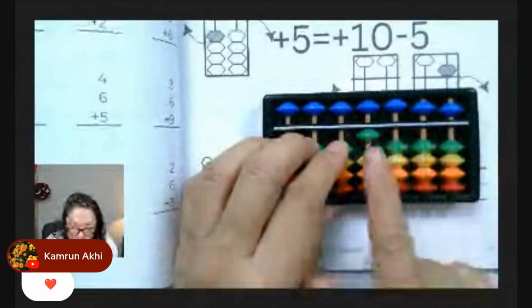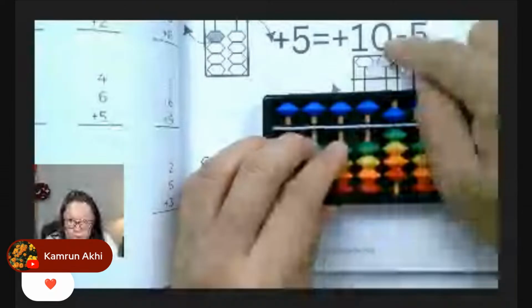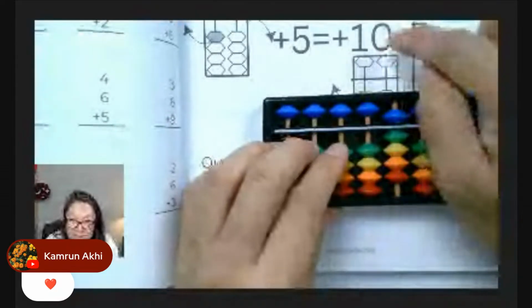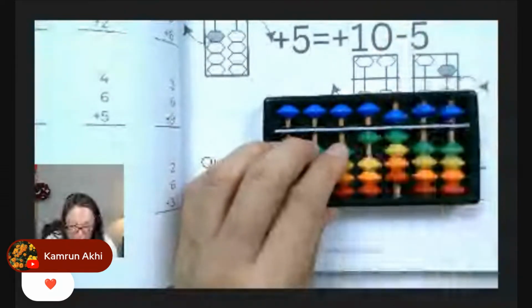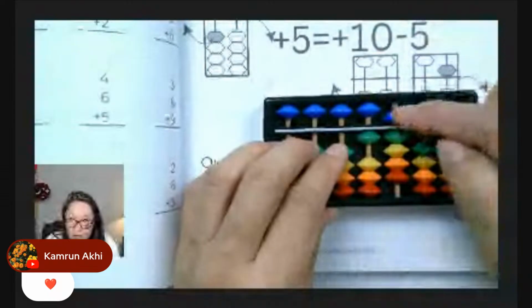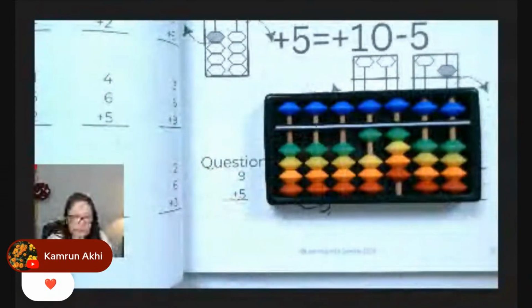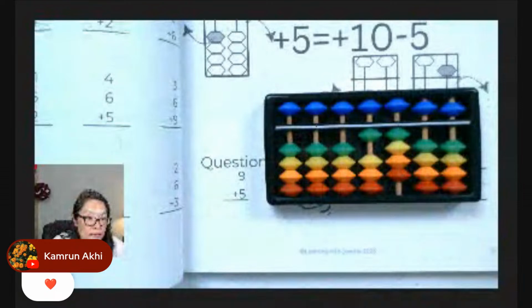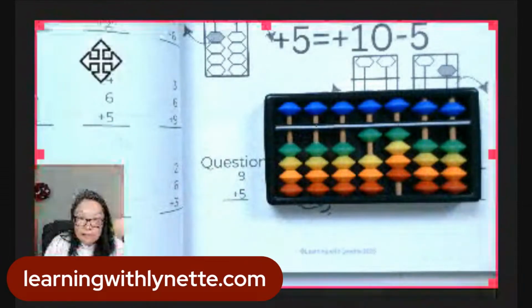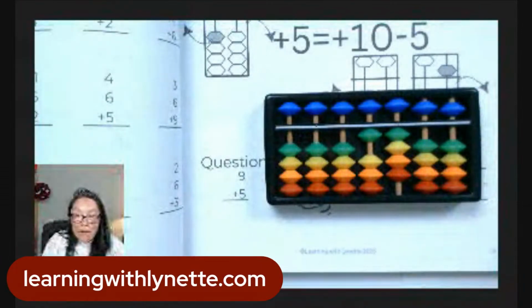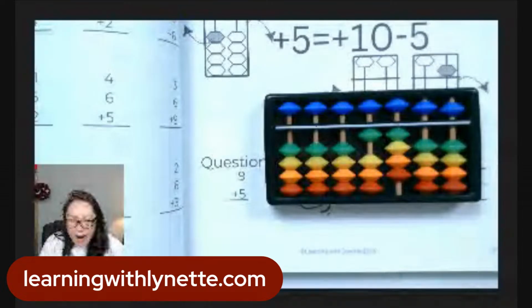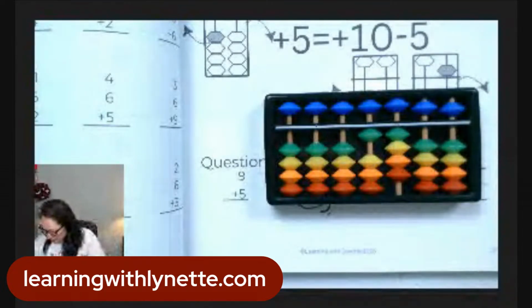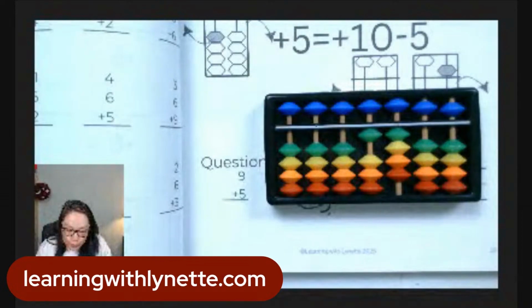1, 0. So when we look, we have 9. We want to plus the 10. So we're going to plus the 10, and we're going to take away the 5. We're going to remove the 5. And so my final answer is 14. Did that make sense? We can do it again.